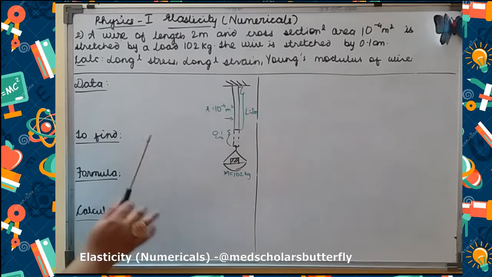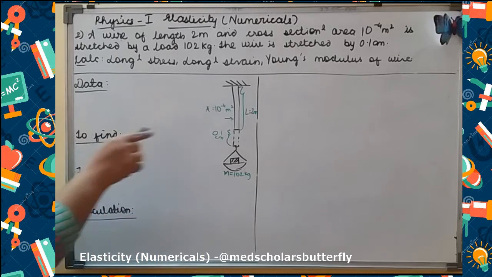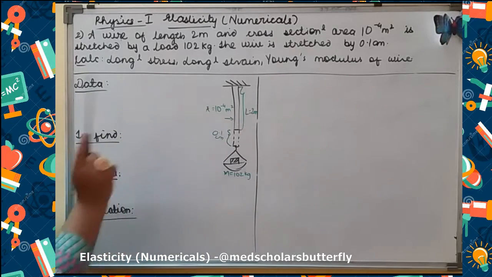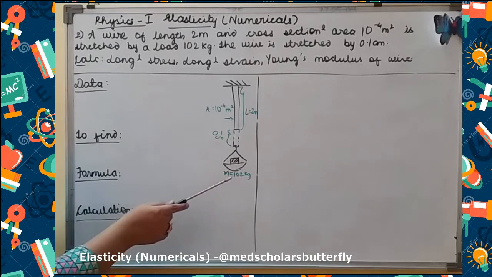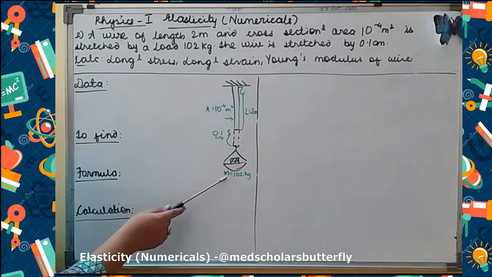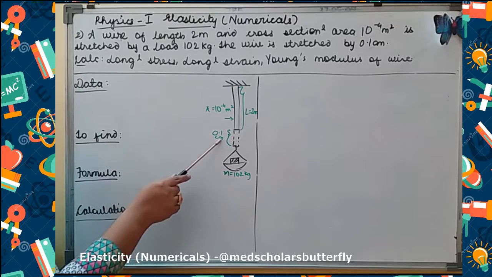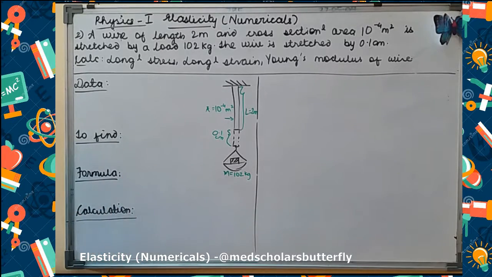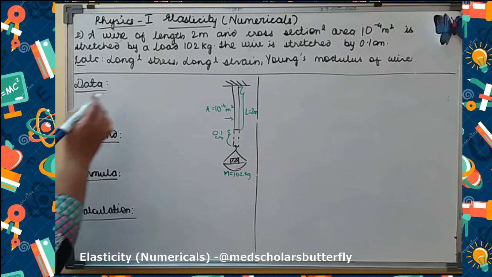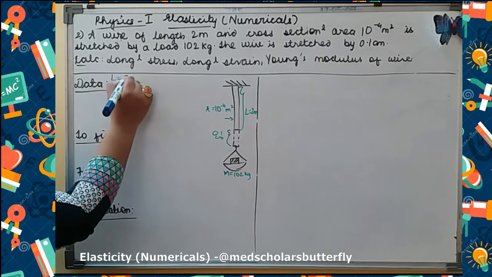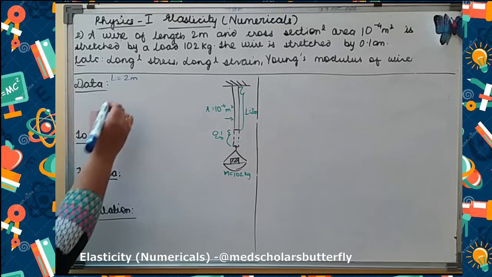You can write it in your notebook or you can also draw it at the right hand side of your page in the exam. This will add up to your presentation. So this is the original length which is 2 meter. M is equal to 102 kg weight is attached. 0.1 centimeter is the elongation produced and the area of cross section is given to us. First let us write down the data given to us. Capital L is given, L is equal to 2 meter.